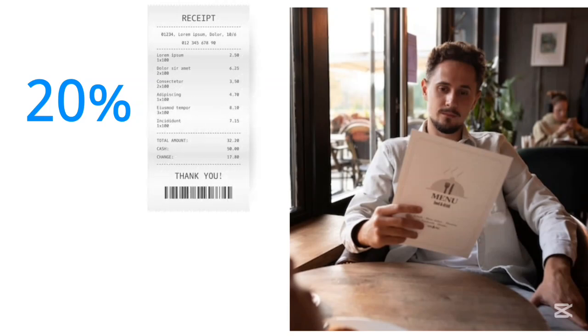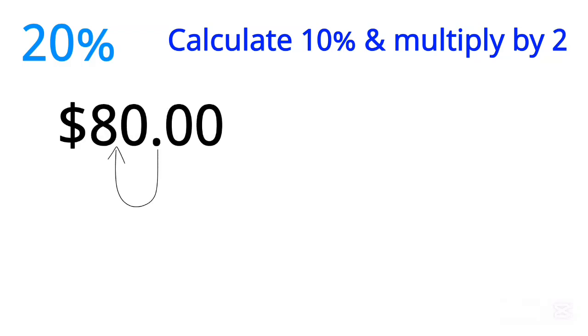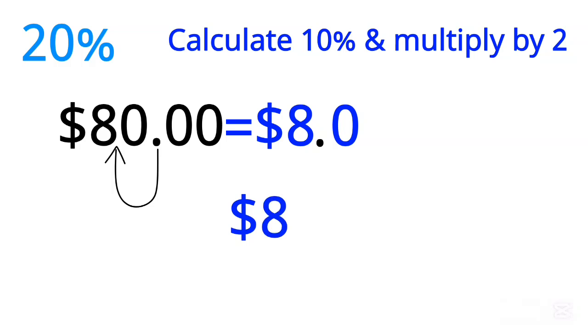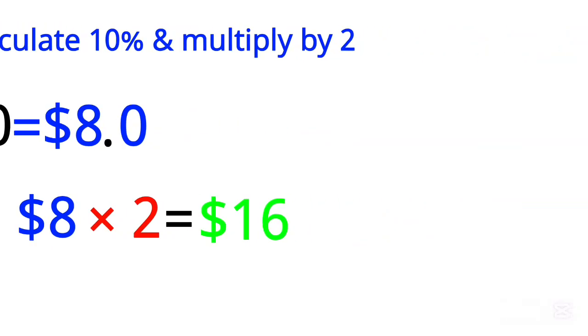Now let's upgrade it. To find 20%, you don't need a new method. Imagine you are at a restaurant. The bill is $80. You want to leave a 20% tip without pulling out your phone. First, find 10%. Move the decimal point one place to the left. 10% of $80 is $8. Then double it. And that gives us $16. That's your 20% tip. Fast, clean, no calculator.